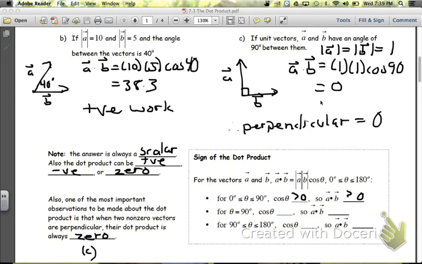Now, when we're looking at an angle measurement of 90 degrees, so like in part C, cos theta is equal to 0. Therefore, the dot product is equal to 0. And for theta being between 90 and 180, so as we saw in part A, cos theta will be less than 0, so therefore our dot product will also be less than 0, giving us negative work.